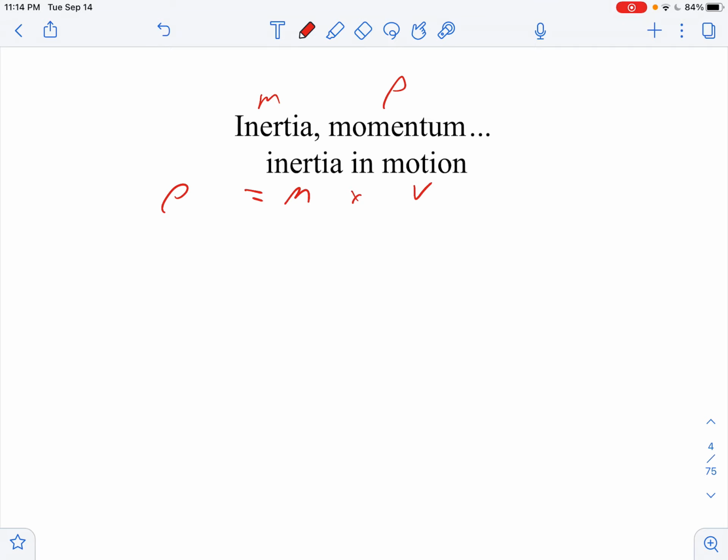It gives us a way to talk about the difference between a locomotive moving down the train tracks versus a kid on a bike. They might be moving at the same speed, but they have very different inertias, which means they're going to have very different momentums. It gives us a way to quantify these things.